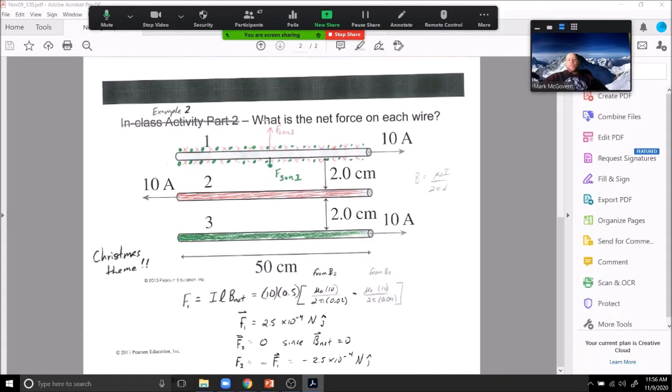We want to know what the net force on each wire is. We got 3 wires. Okay. We got a 10 amp going to the right. The middle one's a 10 amp going to the left. We got another 10 amp on the bottom here.